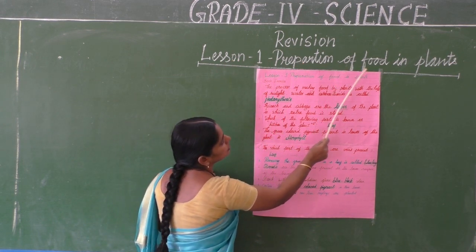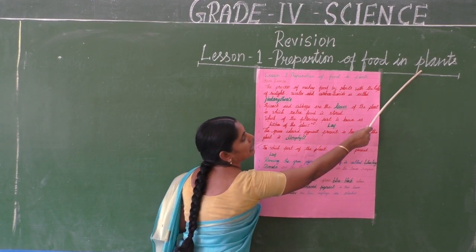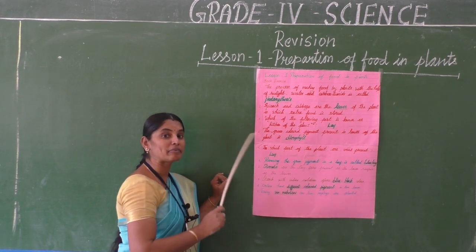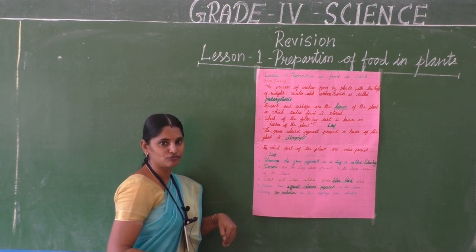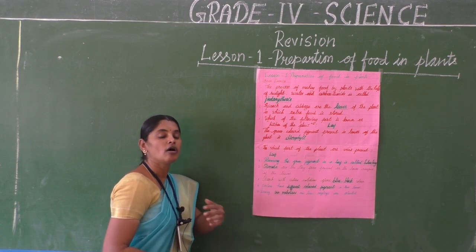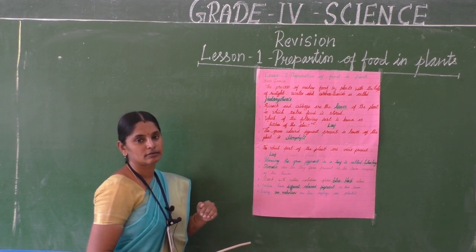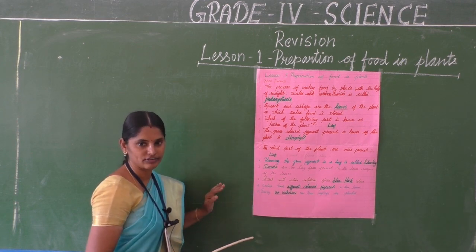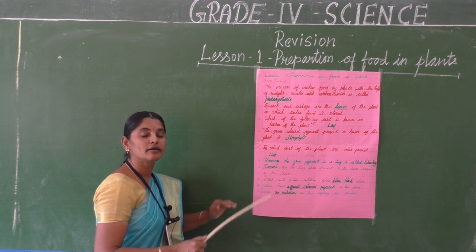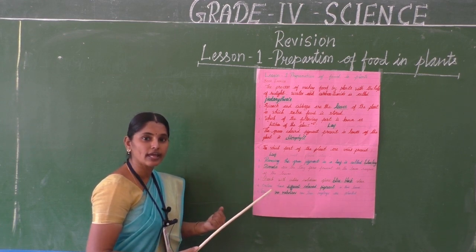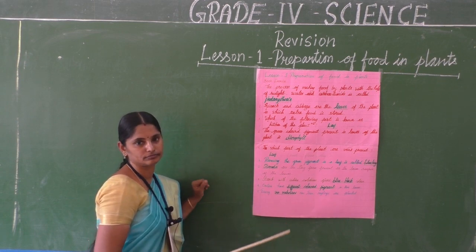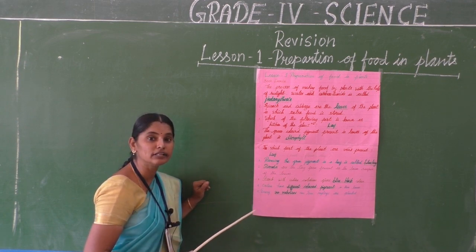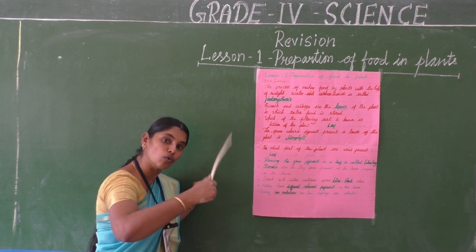Preparation of food in plants. So how do plants prepare their own food? We know the living things. Plants and animals are living things. Here plants have the ability to prepare their own food.